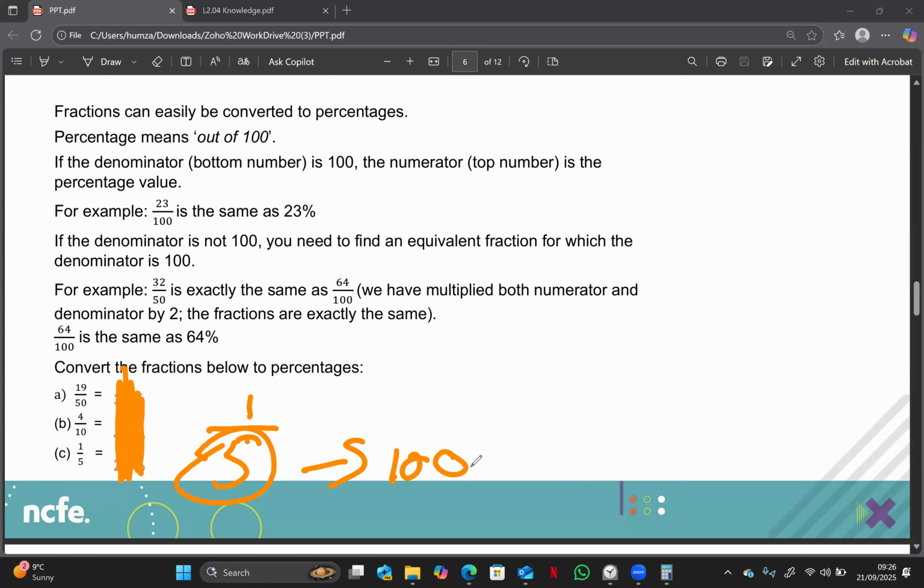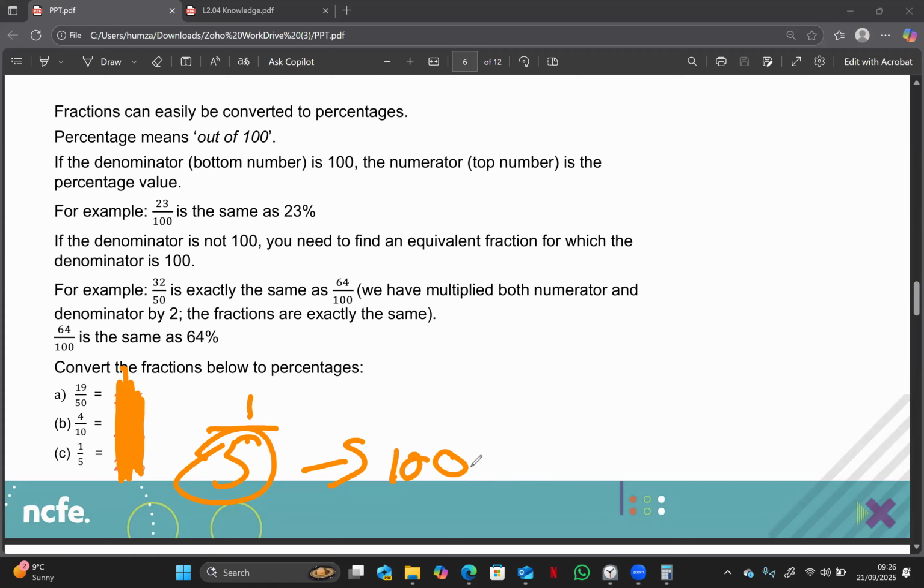100, right? You need to make 200. Yes, exactly. So how do we make 5 into 100? You want to divide by 20. 5 times 20 will give you 100. Exactly.